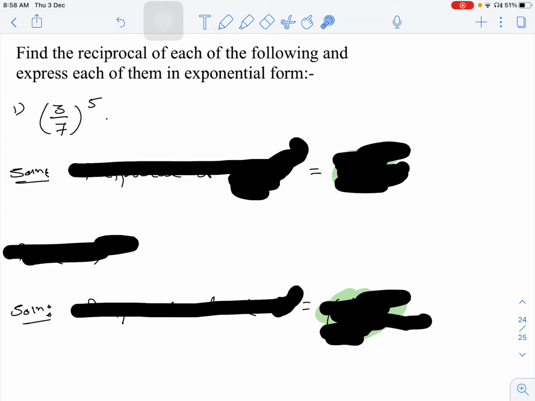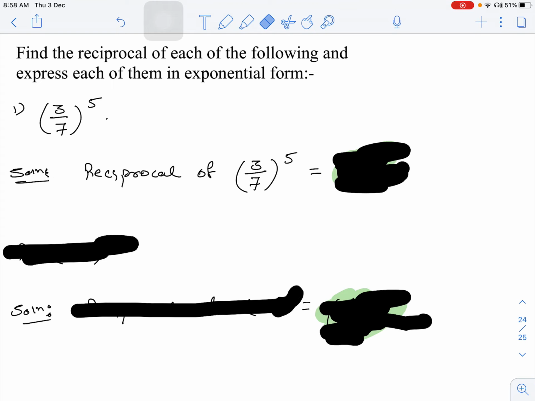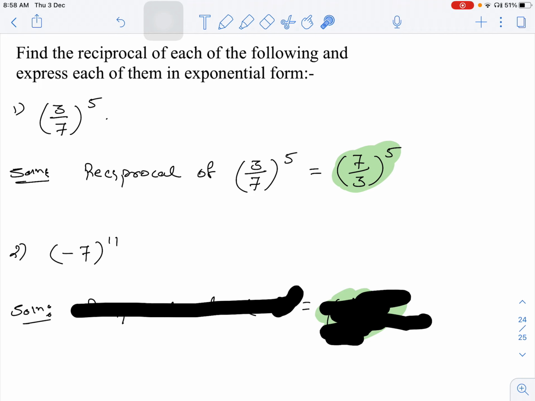Now here we have (3/7)^5. We want to write its reciprocal. So the reciprocal of (3/7)^5, what will it be? The power will be as it is, just interchange the number, so you will get it as (7/3)^5. Okay, let us consider the next example. Now here we have (-7)^11.